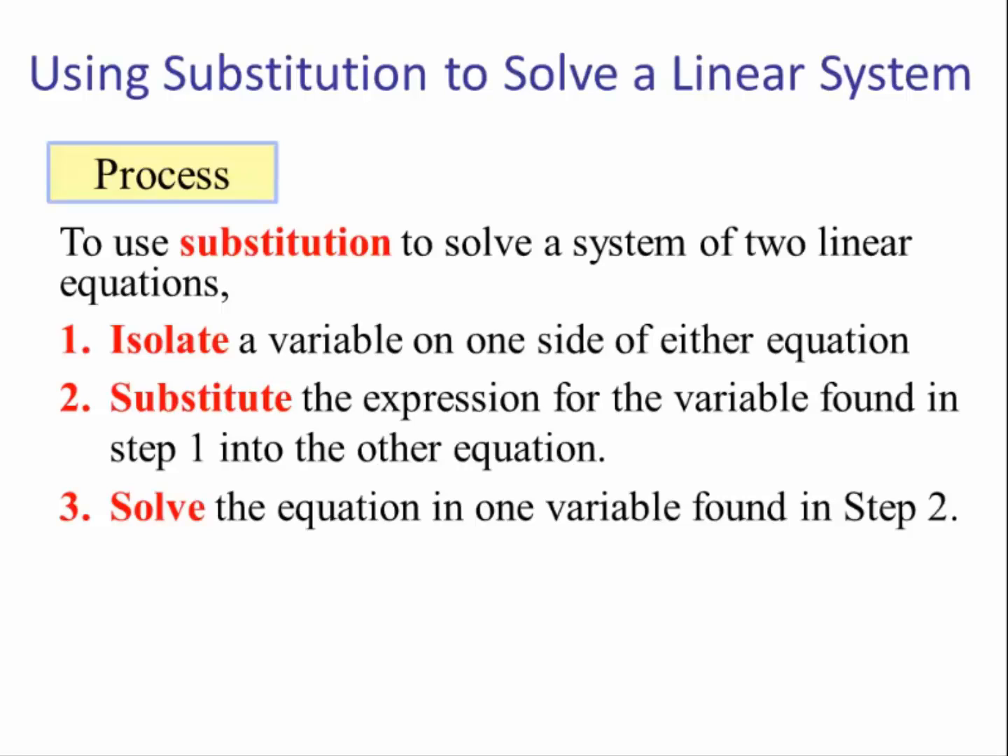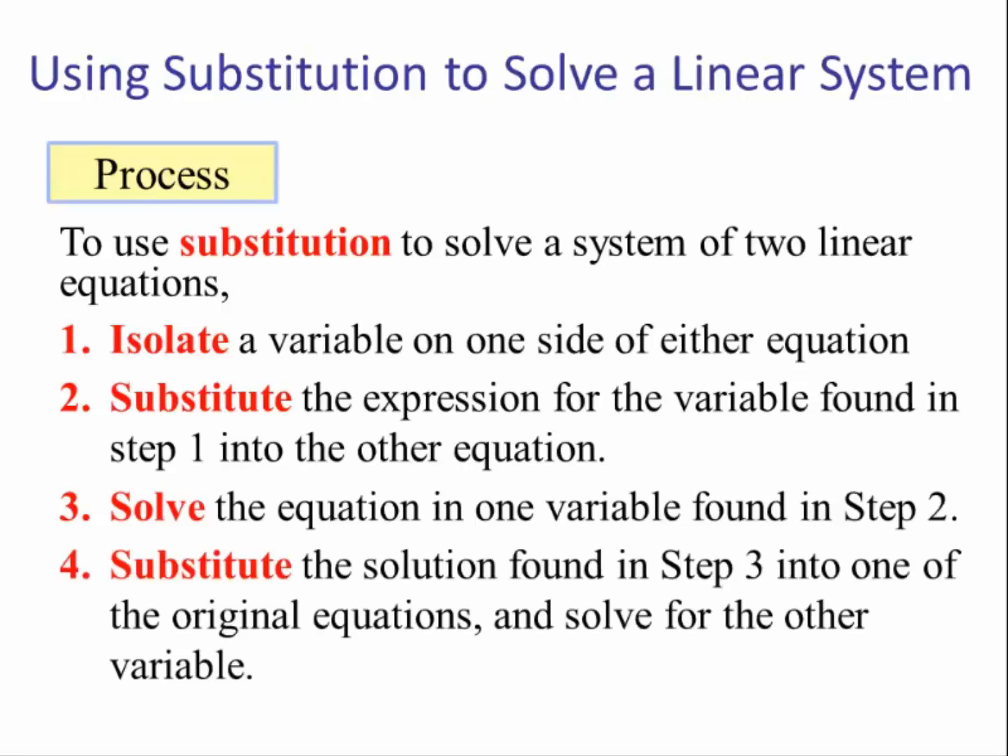Number 3, we solve the equation in one variable found in step 2. So this will be an equation that will have only x's or only y's. So when we have one equation with only one variable, we can solve it. Number 4, we substitute the solution found in step 3 into one of the original equations and solve for the other variable.